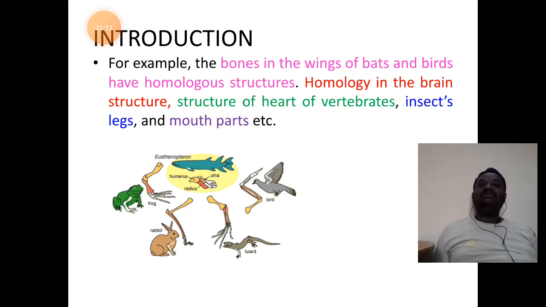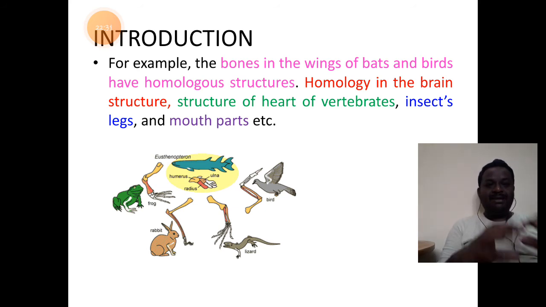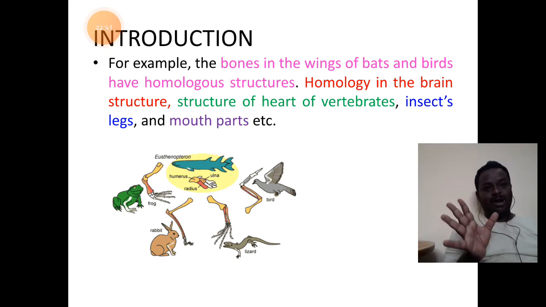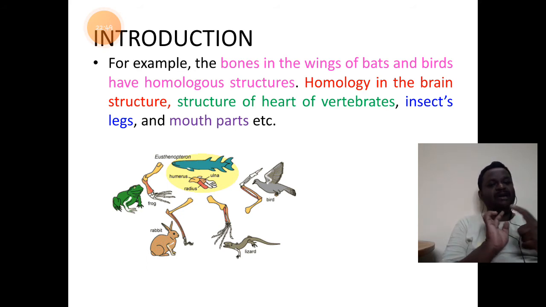Similarly, we have brain structure, heart structure of the vertebrates, and mouth parts on the legs of insects. So down is the picture when we look at. This picture shows one extinct form of representative and an aquatic group. So we have 5 classes of vertebrates, as you all know. Number 1, Pisces, 2, Amphibia, 3, Reptilia, 4, Aves, 5, Mammalia.